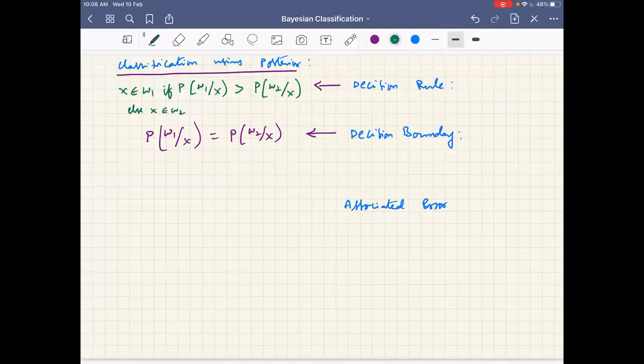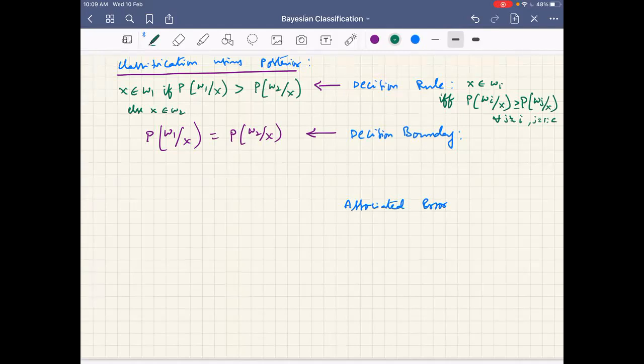If we have more classes, x belongs to omega i if and only if probability of omega i given x is greater than or equal to probability of omega j given x for all j not equal to i. Since equal is also included, even if you write it for all j, that is fine. j means all classes, j is equal to 1 to c. And then this is the decision boundary. Are these things clear? Yes, sir.